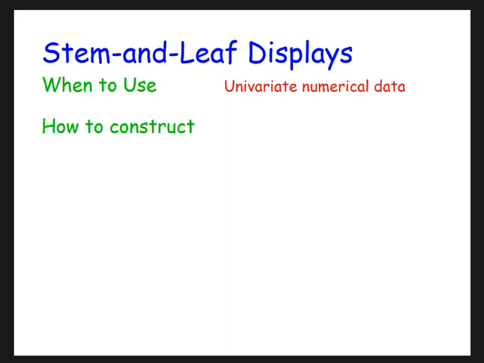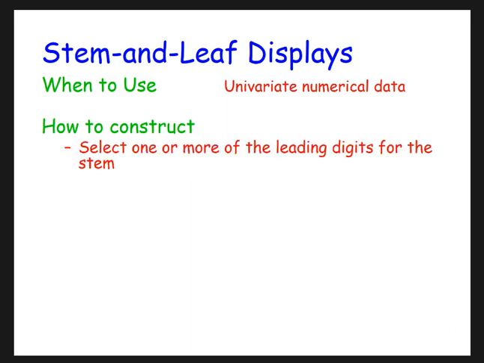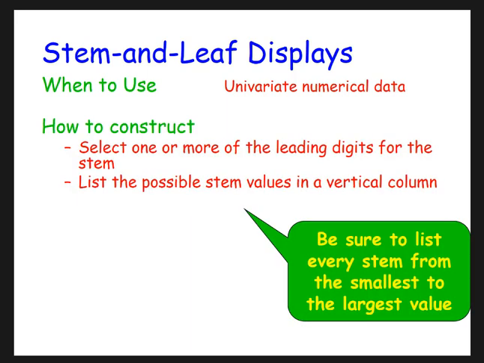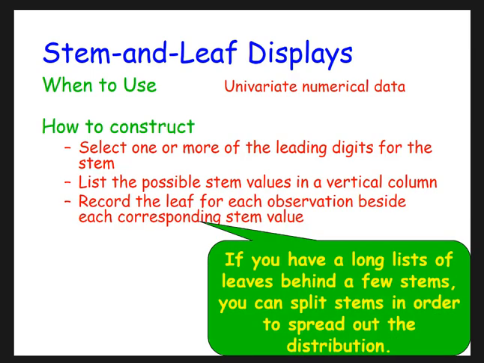How do we construct it? Well, we take off that first digit or leading digit to make the stem, and then our other digits make the leaves. It works best if we have only two digits in our number or use only two digits. So we're going to record the leaf for each observation beside each corresponding stem value. If you have a long list of leaves behind a few stems, you can split the stems in order to spread out the distribution a little bit.